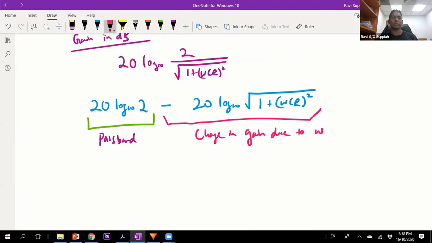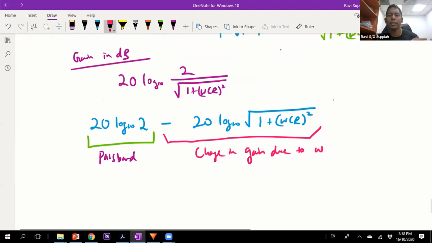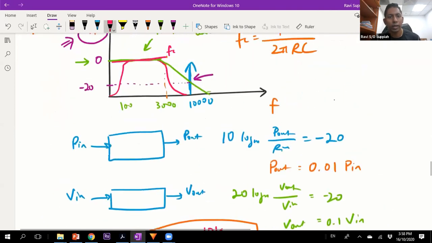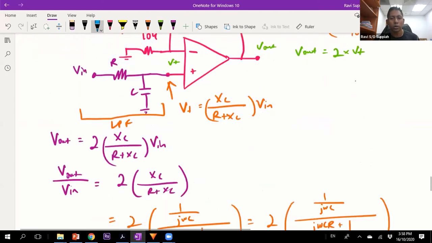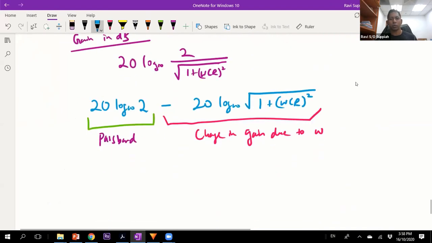Okay, so with that, we can now look back at the information that we have. The information that we have is that at 10 kilohertz, the gain must go down by 20 dB. So that tells us that this portion must be minus 20 dB at 10 kilohertz. Make sense? Because this must be 20 dB lesser than the passband gain. This is the passband gain, and at 10 kilohertz, this second half of the expression must be equal to minus 20 dB.